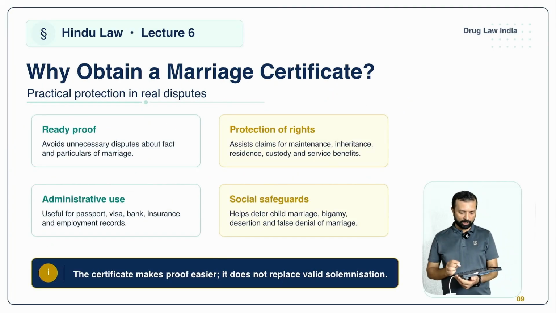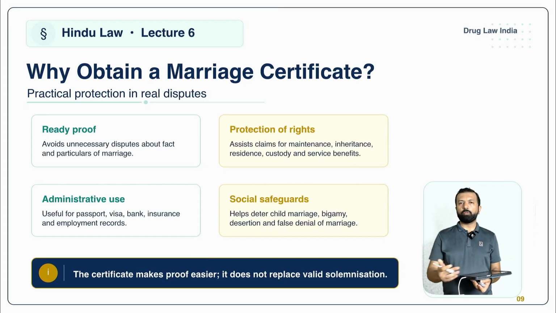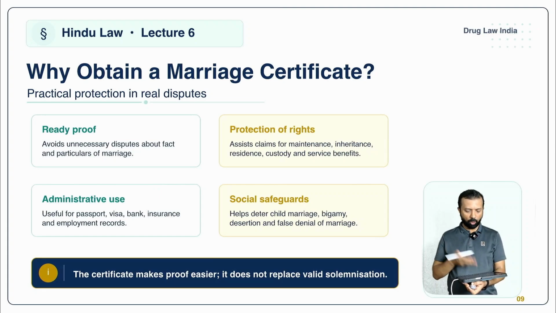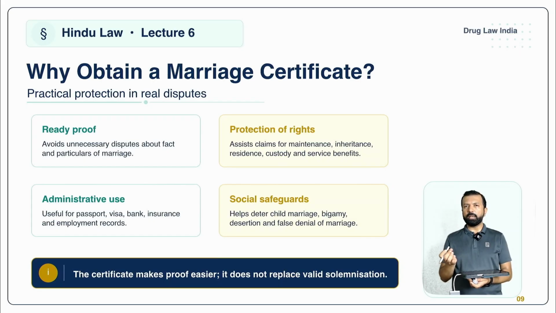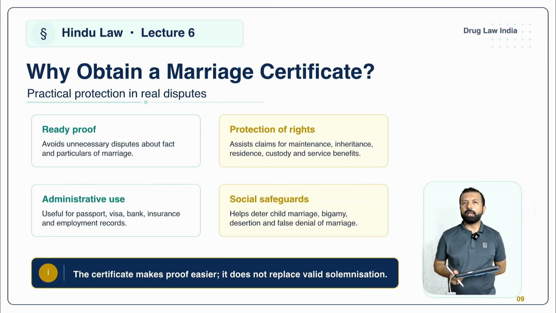Now a question I want to ask you people is, as I said that if you perform solemnization, then marriage is completed and it is also legally valid. Then what is the importance of having a marriage certificate? The answer to this is that a marriage certificate acts as evidence from a statutory authority. It helps avoid unnecessary dispute about the fact, the date and the place and particulars of the marriage. It protects the rights of both the parties. It assists claims relating to maintenance, inheritance, residence, custody and even service benefits. It is also useful in administrative matters such as passport, visas, bank records, insurance, nominations in bank and employment records.